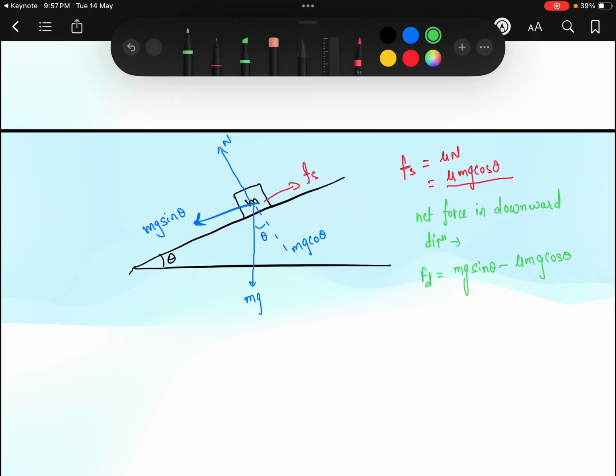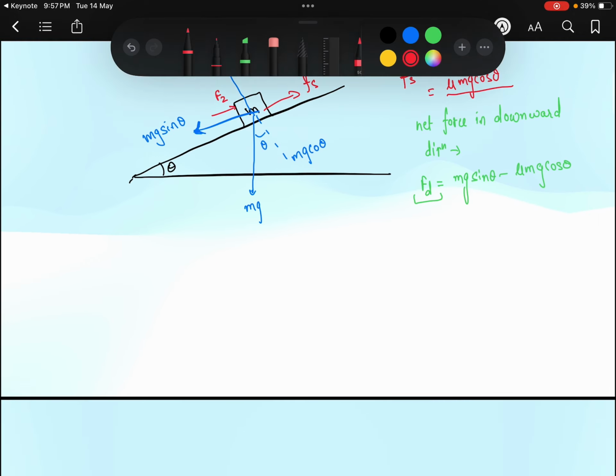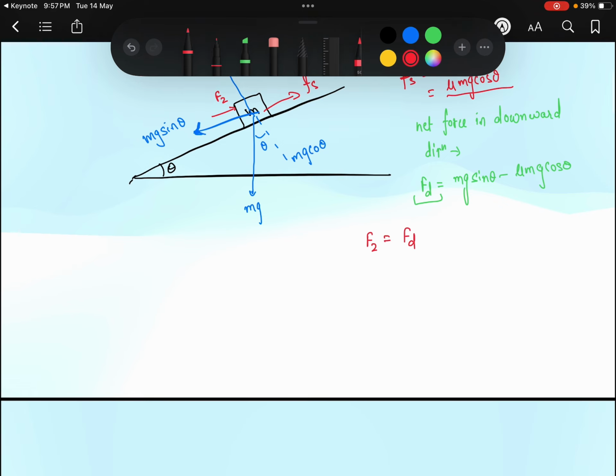Okay, now let us suppose due to this downward force this block is sliding down, then how much force will we have to apply in the upward direction to prevent it from sliding? So we have to apply a force, let me consider it is the F2 force, to prevent it from sliding. Okay, so the value of F2 should be equal to F downward to prevent it from sliding.